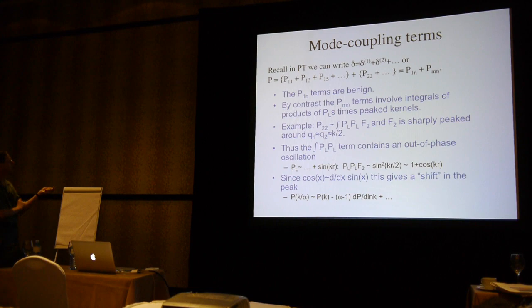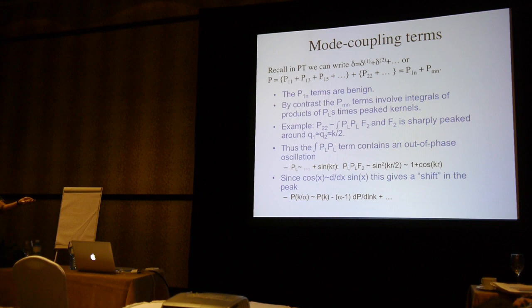We can see this pretty easily because these PMn terms involve integrals of products of PL times the kernel, right? So P22, for example, is P-linear times P-linear times this F2. Now you will remember, as I told you to, that F2 is sharply peaked when its two arguments are both half k. Let me imagine that it was so sharply peaked it was a delta function, so I can now do this integral trivially. This PL-PL term is going to contain an out-of-phase oscillation. So let's see how that works.